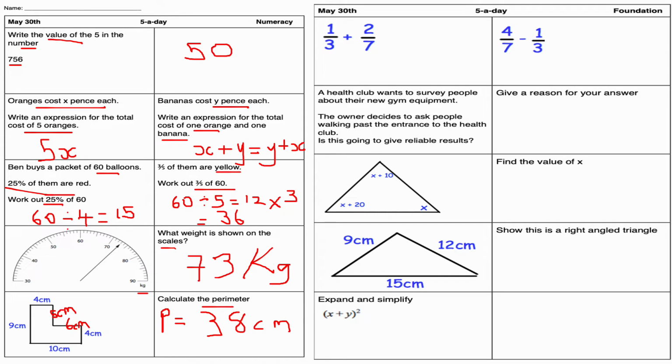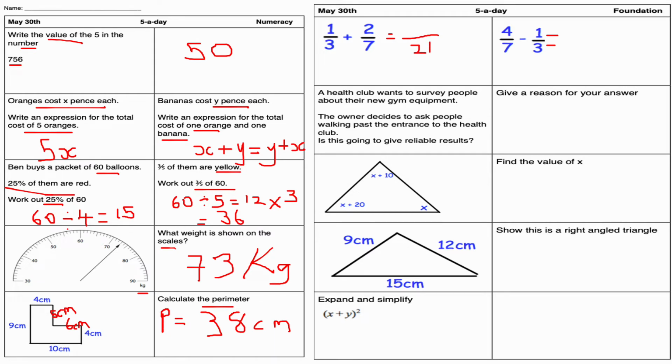Okay. This is the next section now, the May the 30th 5-a-day foundation tier maths, so it's aimed at foundation students. First question, 1/3 plus 2/7, so writing it under a common denominator, I do 3 times 7, so it's out of 21.